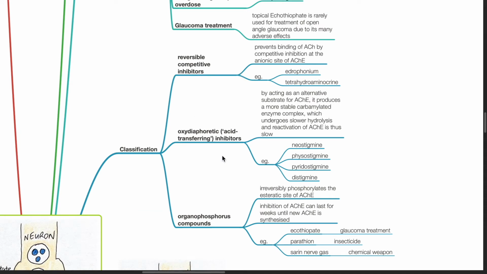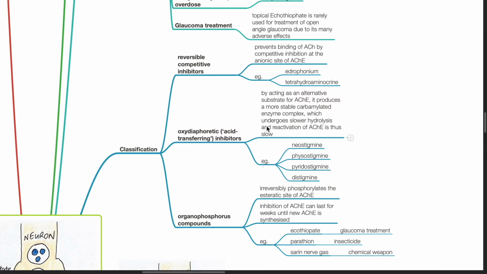Classification of anticholinesterases. They are classified as reversible competitive inhibitors, oxydiaphoric inhibitors, and organophosphorus compounds. Examples of reversible competitive inhibitors include edrophonium and tetrahydroaminoacridine. They prevent binding of acetylcholine by competitive inhibition at the anionic site of acetylcholinesterase.